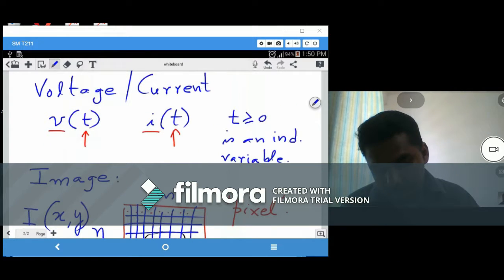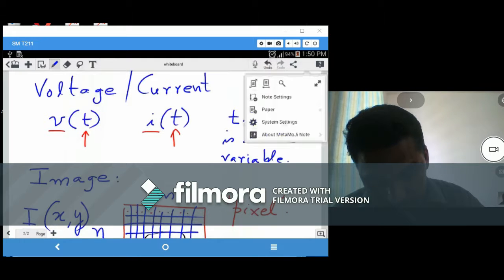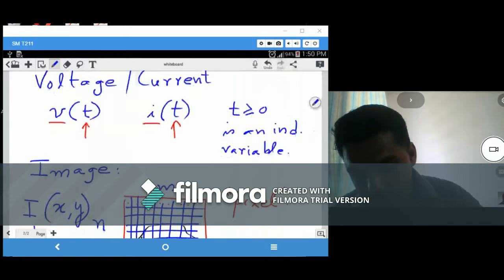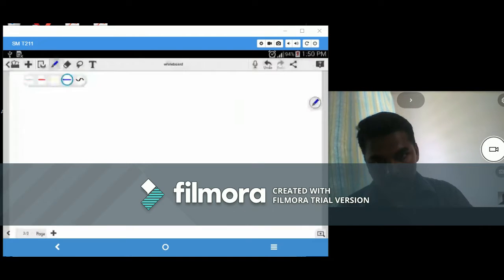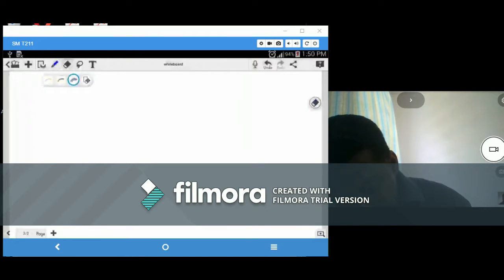We can now represent a system using the following block diagram. So let us see the block diagram which represents the system.